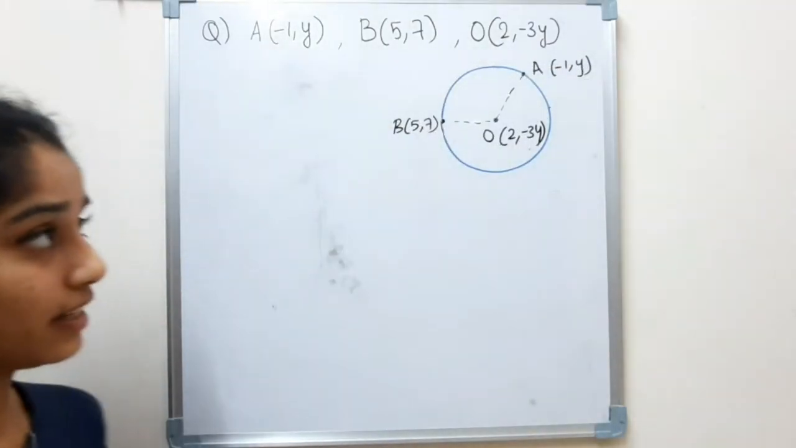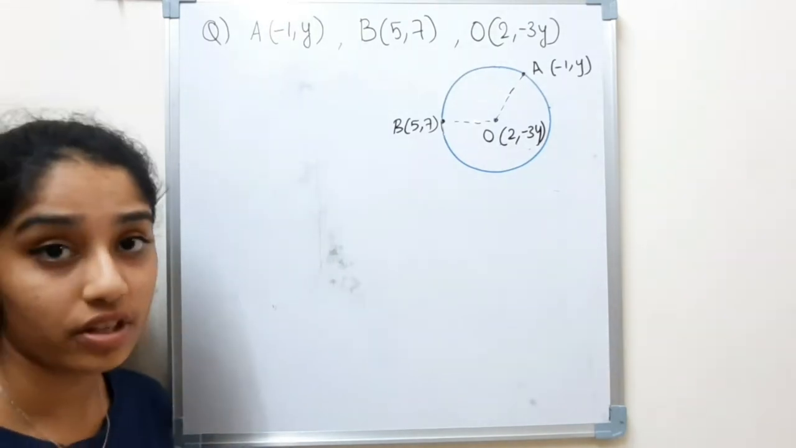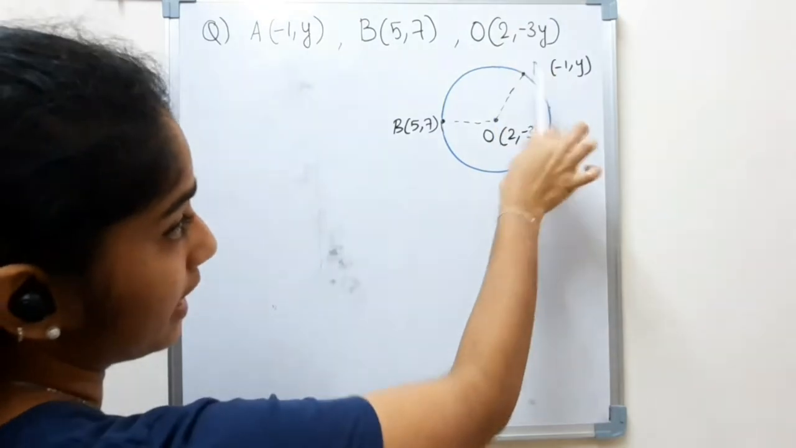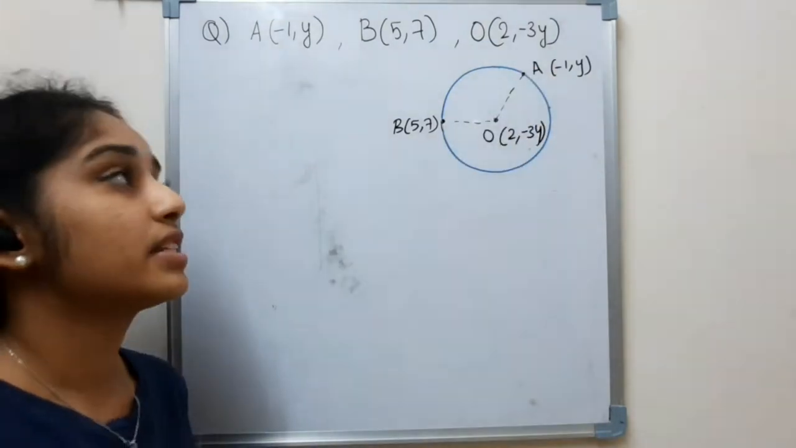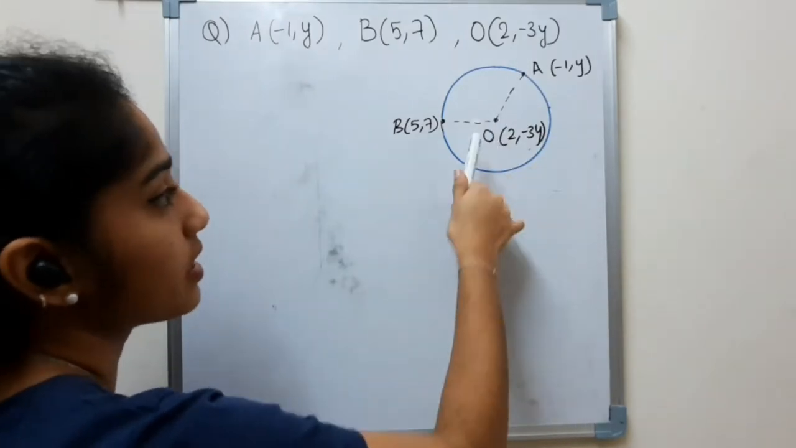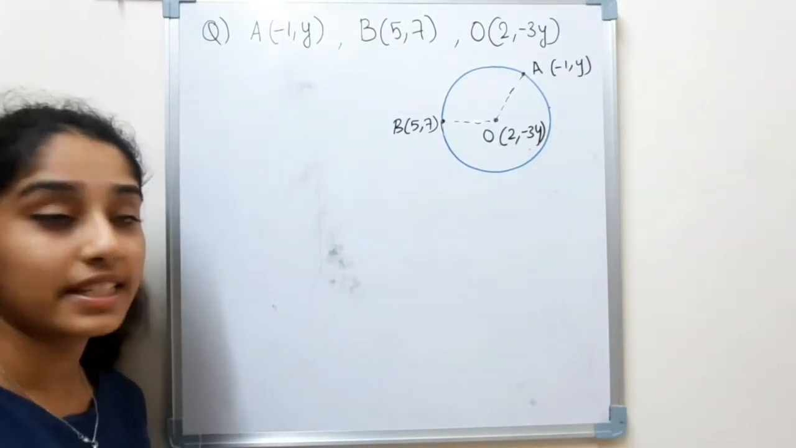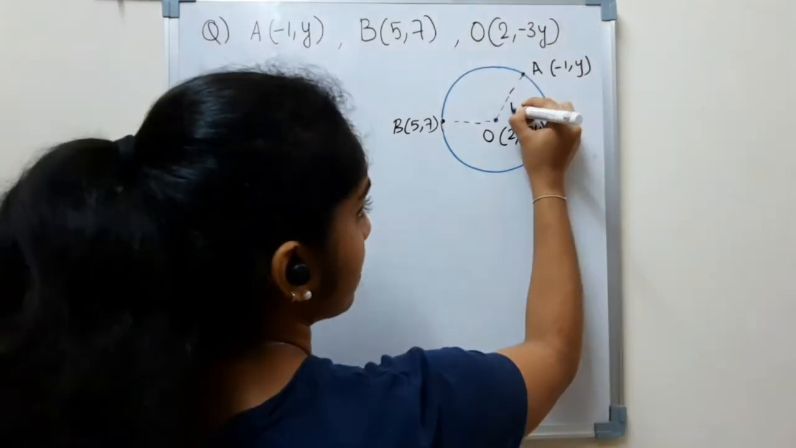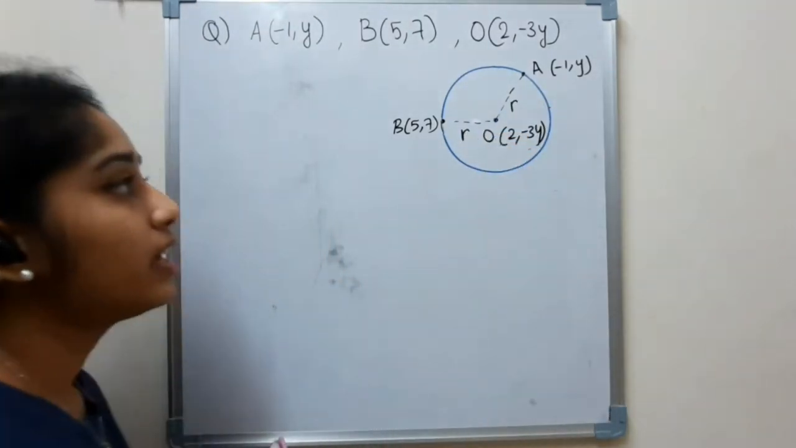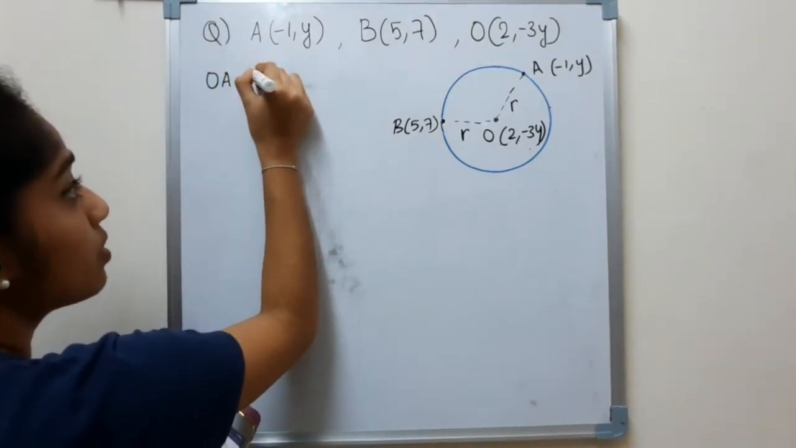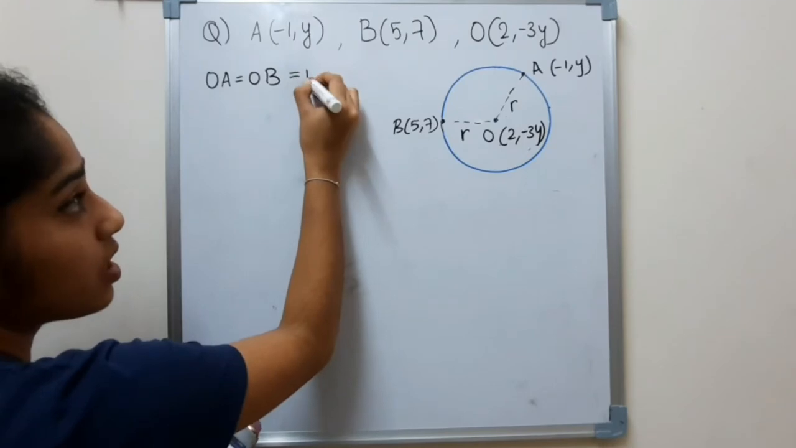So in this question, we're given 2 points that lie on the circle, A and B. I've taken this as point A and this is point B, and the center of the circle is also given, which is O. I've marked it here as the center. From this diagram, you can see that OA and OB are the radius of the circle, so let's mark it as R. Now we know that OA is equal to OB because it is the radius of the circle.